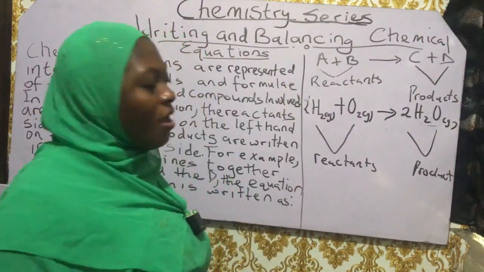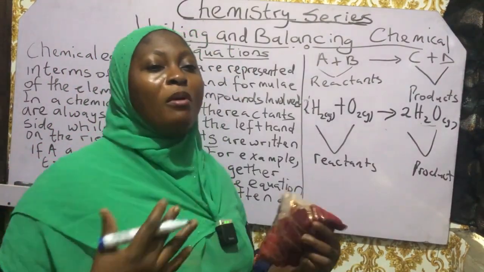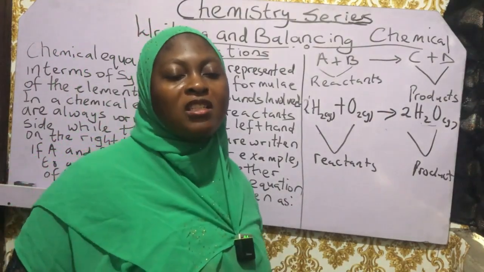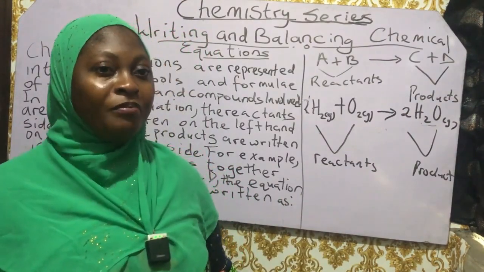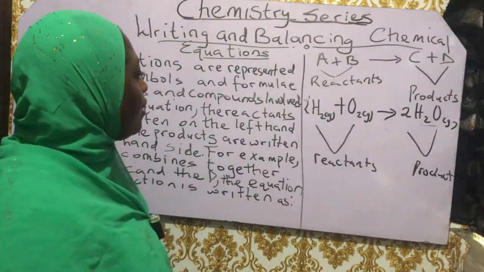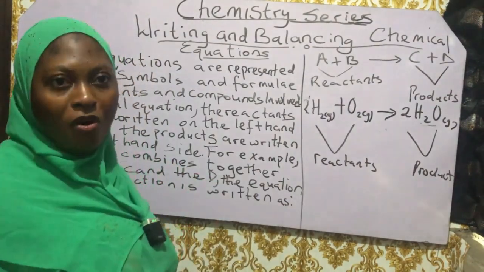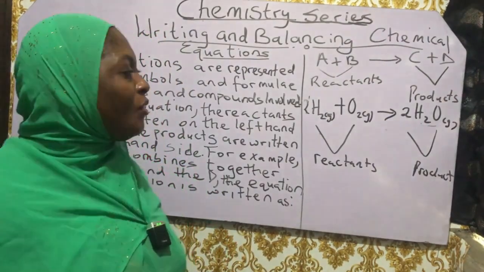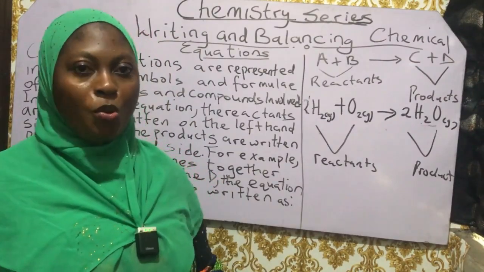So a chemical reaction tells you the number of moles of the reactants, the number of atoms of the reactants and products. It also tells you the states of the reactants and products. So here's an example of a chemical equation. We can see it is represented by the symbols of the elements involved and by the formulas of the compounds involved. In the next class, we are going to learn how to balance chemical equations.